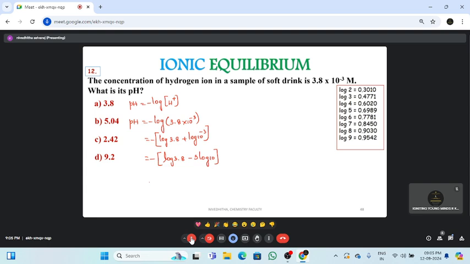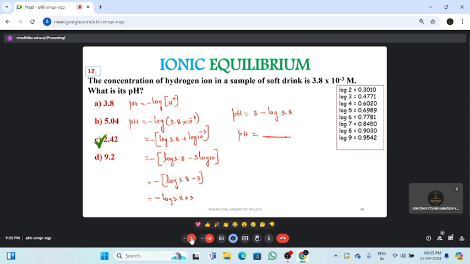Right. What is the value of log 10? 1, ma'am. So 3 into 1 is 3. I'm going to multiply throughout by minus. So minus log 3.8, minus into minus plus 3. So what should be the value of pH? 3 minus log 3.8. Definitely pH value must be less than 3. Right. So what will be the answer then? Option C, ma'am. 2.2. Very good. It should be 2.42.